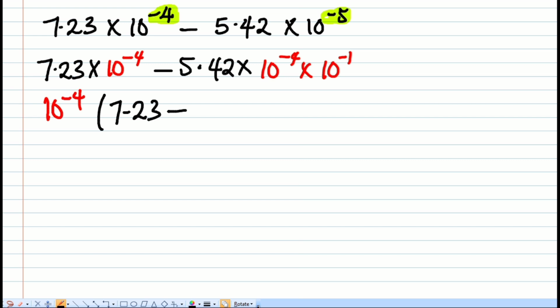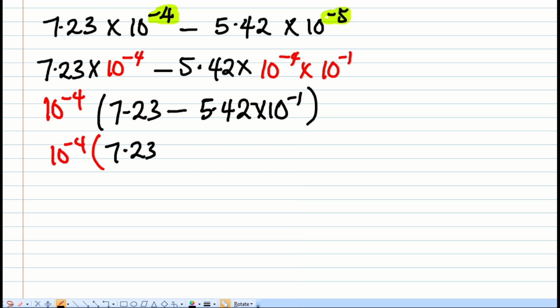minus, now on this side we have 5.42 times 10 raised to the power minus 1. So we're going to move the decimal back, right? So this is going to give us ultimately 10 raised to the power minus 4 into 7.23 minus, if we move the decimal back, the power is going to increase. So it's going to increase by 1. I know minus 1 plus 1 is 0. And then 10 raised to the power 0. 10 raised to the power 0 is equal to 1. So we just have a number there.